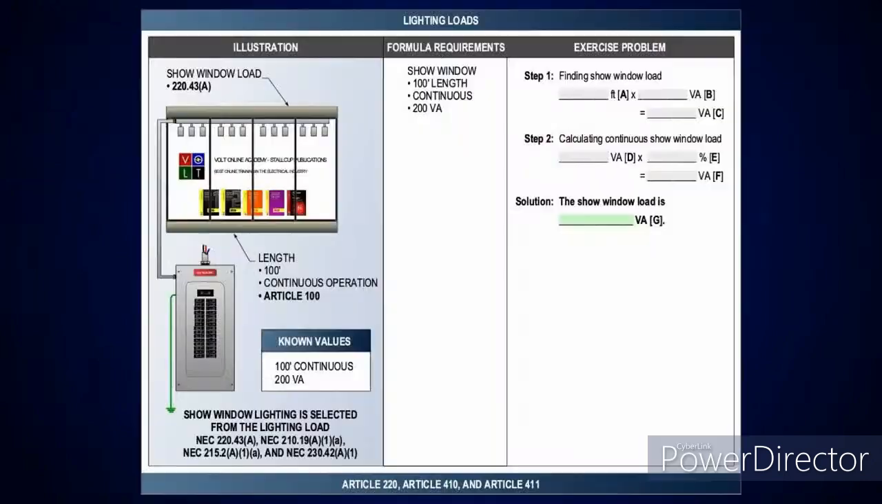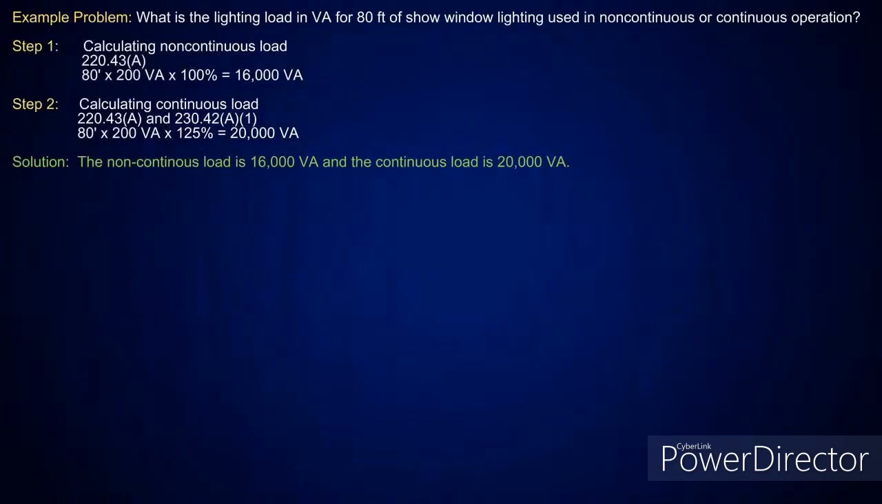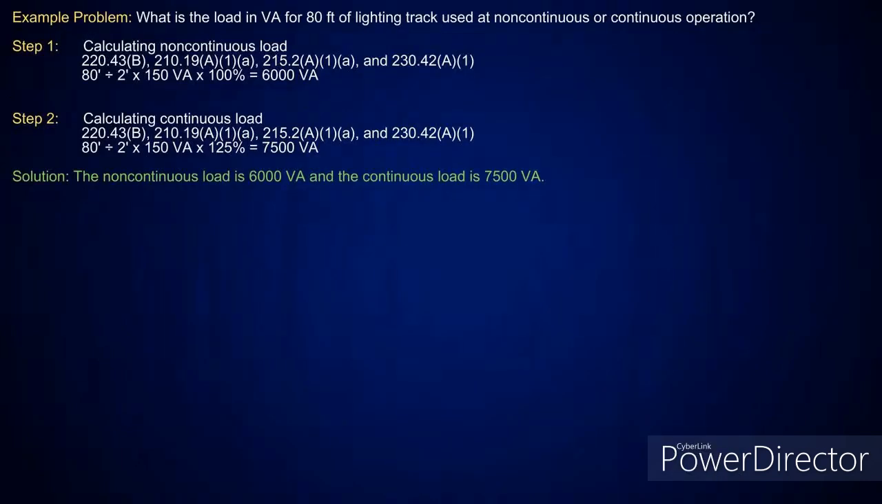Now, one of the things I want to point out, look right here, we did 80 foot here for show window. I just took it at 200 VA. Now I'm going to do this at 80 foot, but I'm going to divide it by 2, then multiply it by 150 VA, because it says for every 2 foot of lighting track or fraction thereof. So basically just cut it in half. It'd be 40 times 150 VA, which gives me 6,000 VA. And then if it was continuous use, I just add the 125%, and that'll give you 7,500 VA.